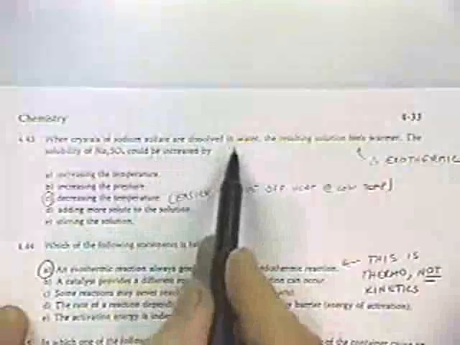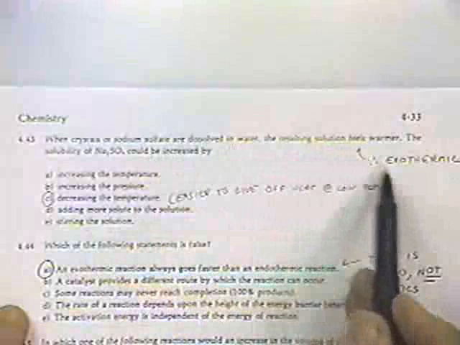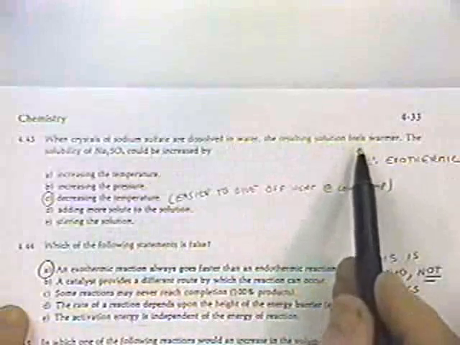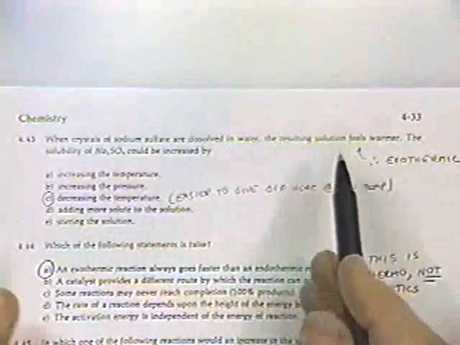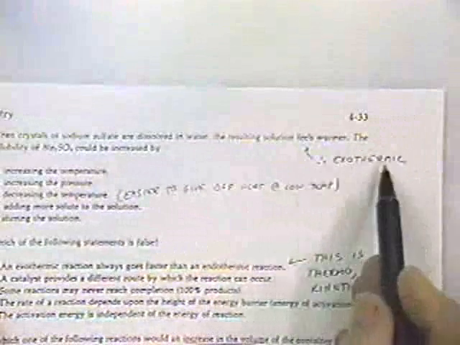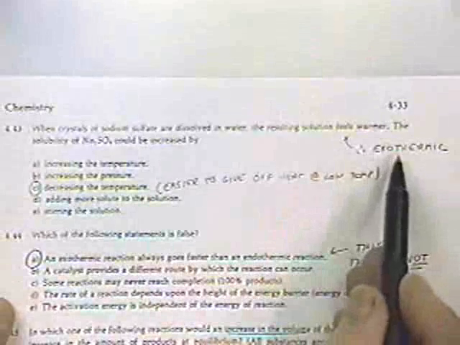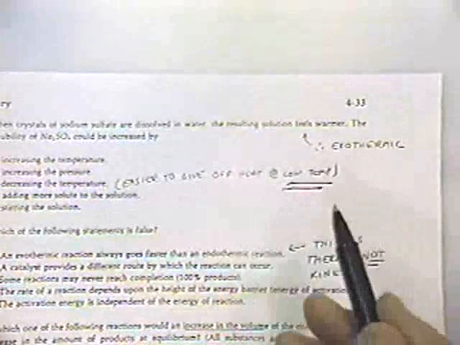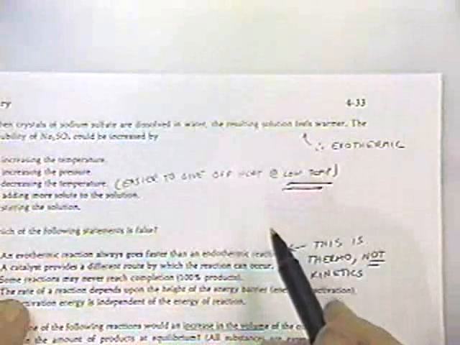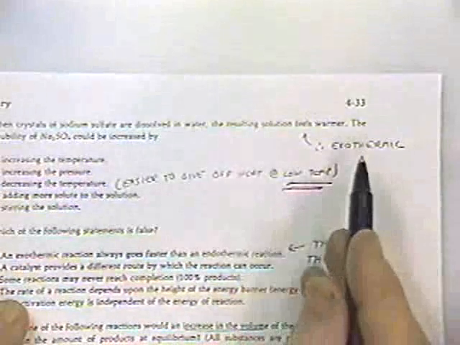When crystals of sodium sulfate are dissolved in water, the resulting solution feels warm. What that means is that heat was given off by that reaction. That is, as the sodium sulfate dissolved in water, there was a reaction of type A. That is an exothermic reaction. So if it's exothermic, that means it wants to give off heat, and you can help it give off heat by doing the reaction at a low temperature. So if you want to increase the solubility of sodium sulfate, drop the temperature. That will make this exothermic reaction more favorable.